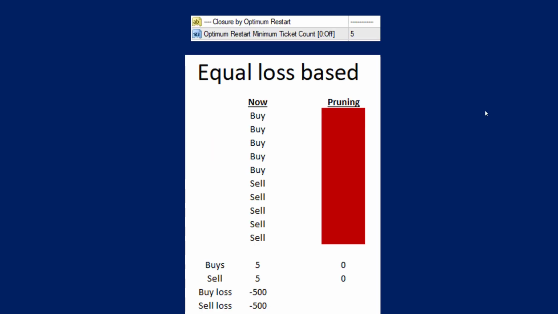Now, it has been found that when the price is in the middle of what I would call a carpet, when there's an equal number of buys and sells, and the losses that these carry are more or less the same, like in this example, you've got 5 buys above the price. Let's say the price is in the middle there, and you've got 5 sells below the price. And the buy loss is 500, let's say, and the sell loss is 500. If you use this setting, it will just close all the deals. And you can tell it in the setting what the minimum number of open deals should be. So that's one way of pruning open trades.